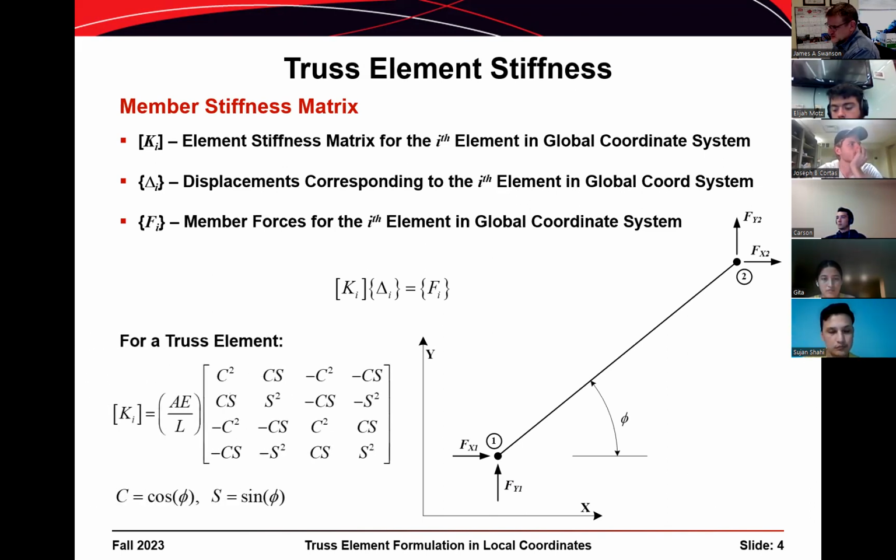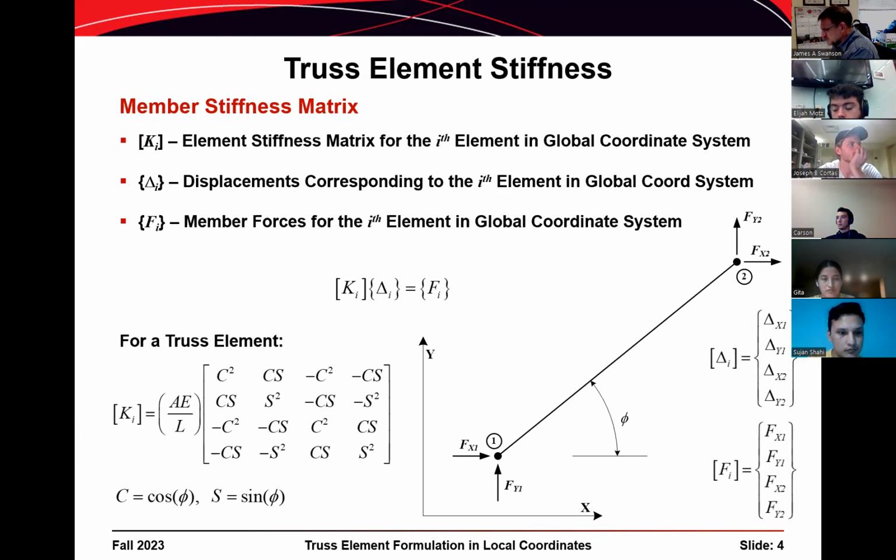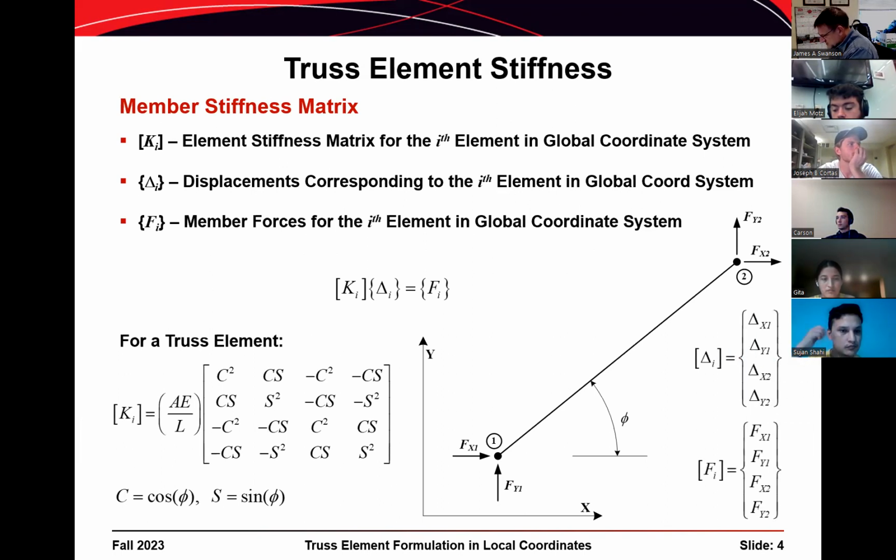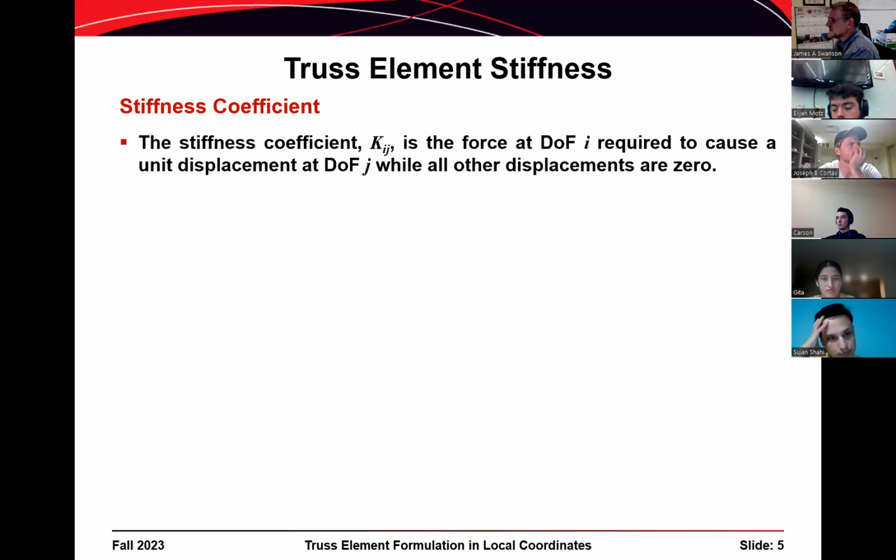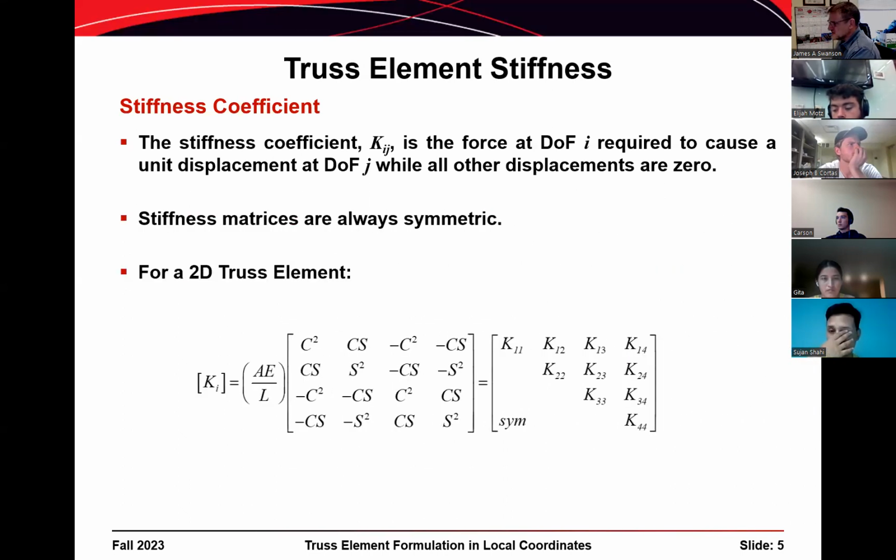But here's the stiffness matrix for a truss, right? And then here's the delta and the F matrices as well. Here's a reminder of what the stiffness coefficient is. These stiffness matrices are always symmetric. The diagonal elements are always positive, etc.